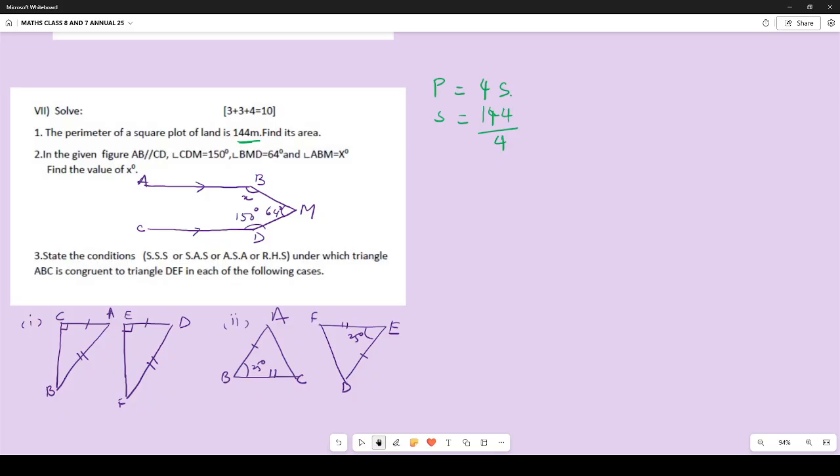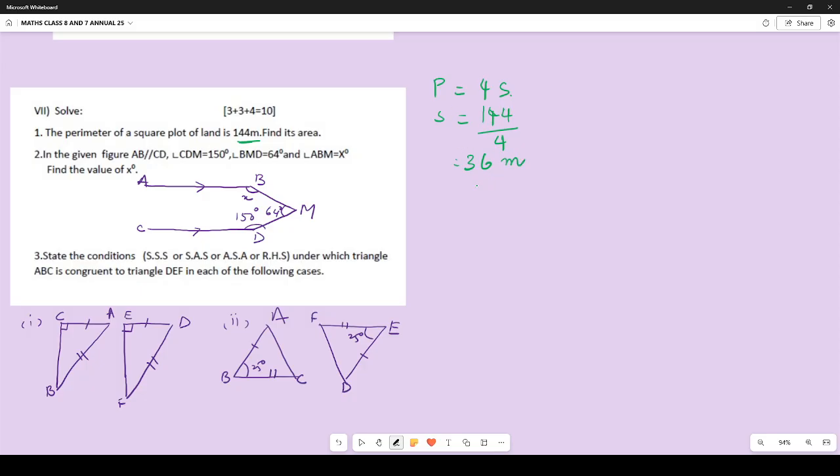So 144 divided by 4, right? So what do we get as the side? 144 divided by 4 is how much? What do you get over here? 36, right? 36 meters. So the side is 36 meters.